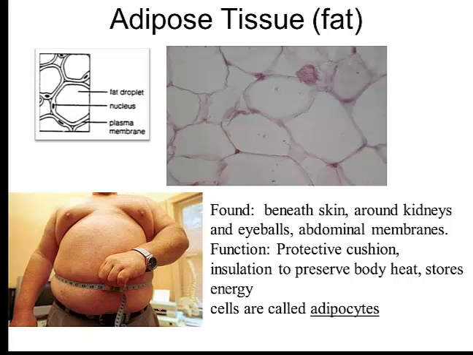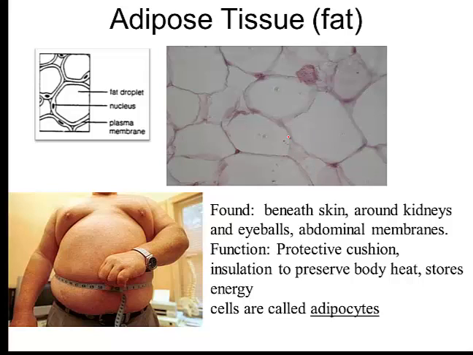Adipose tissue is your fat tissue. Mostly it's found beneath your skin. That's the fat that we typically can see on people that are overweight. You also have a lot of adipose tissue around your kidneys and around the eyeballs. Your abdominal membranes have this. So fat tissues can provide cushioning and insulation, because they are stores of energy. The cells are called adipocytes.